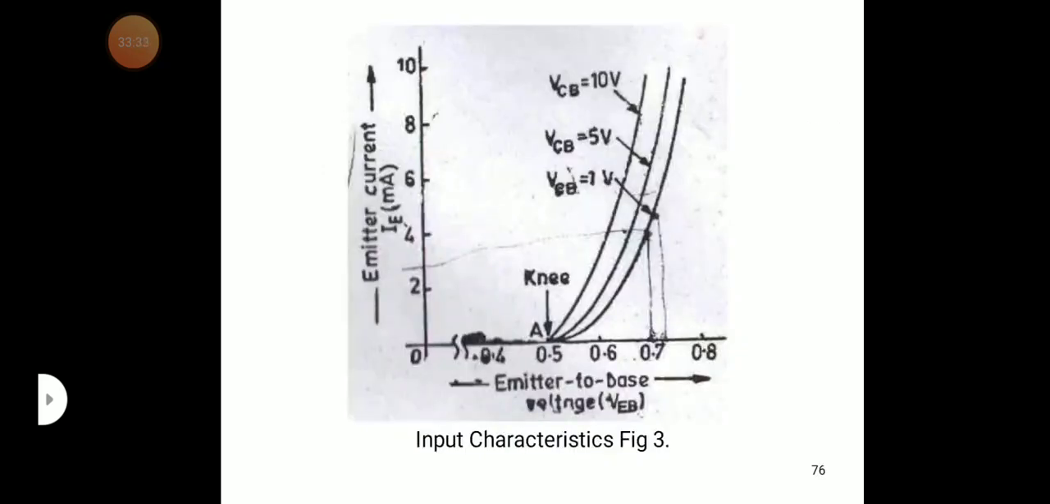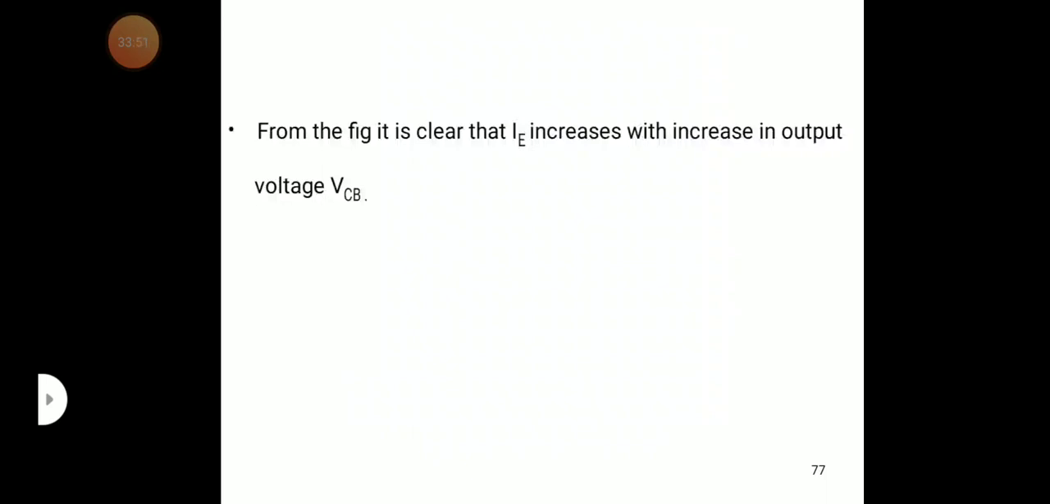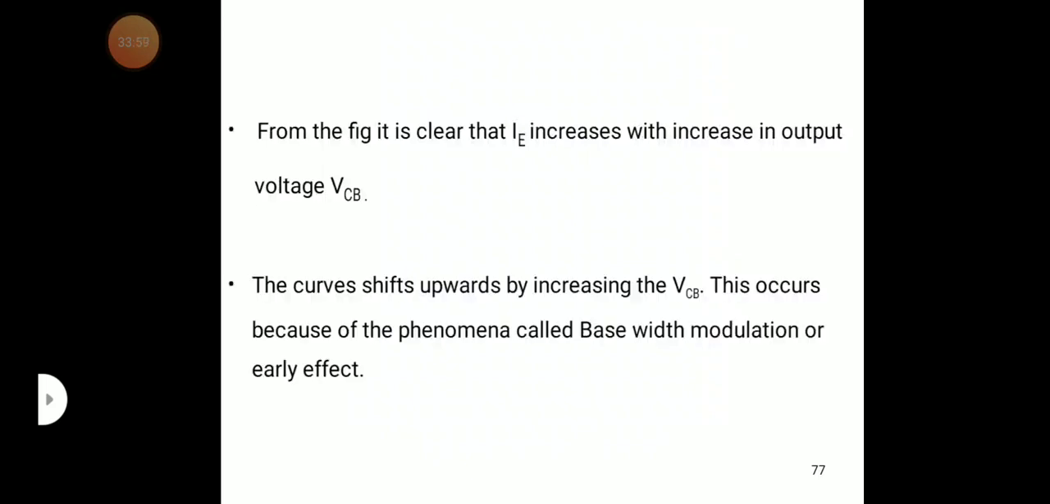What is the meaning? The IE value increases faster when the constant VCB value increases. At 1 volt, it increases after 0.7. At 5 volts, it increases before 0.6. At 10 volts, it increases even before 0.5. So the figure clearly shows that IE increases with increasing output voltage VCB.